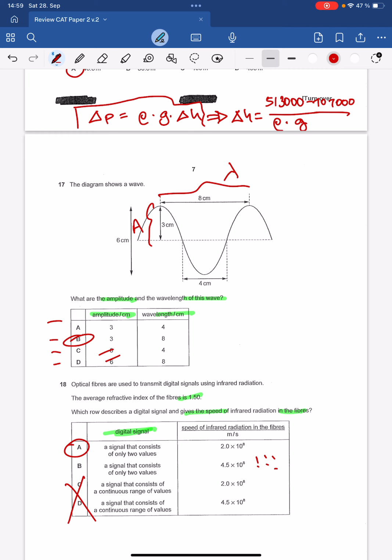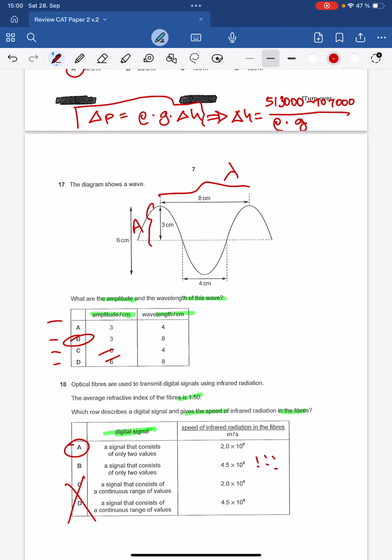Which row describes the digital signal and gives the speed of the infrared radiation in the fibers? Okay, now, it is a digital signal, which means we can't have a continuous range of values. And again, this comes from the theory, the differences between digital and analog signal. So C and D are impossible. So A and B, signal that consists of only two values, so 0 and 1. So A and B are the only options.